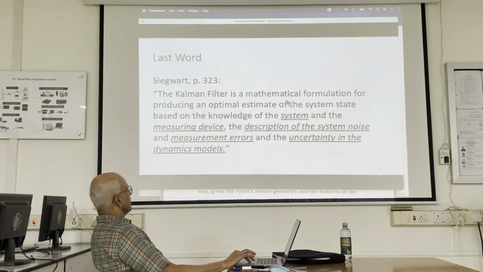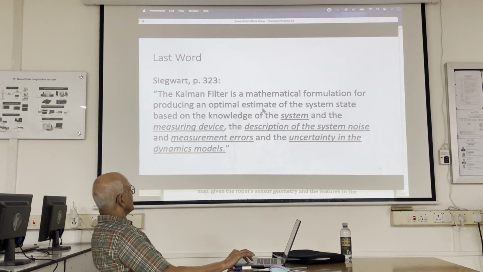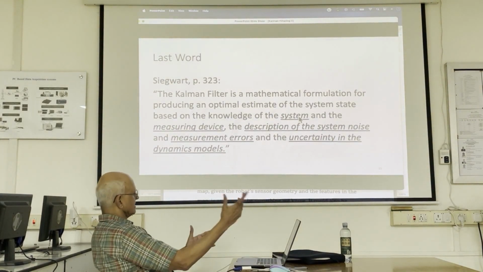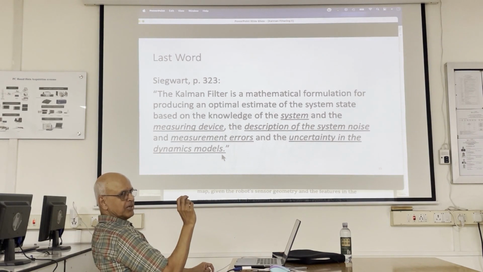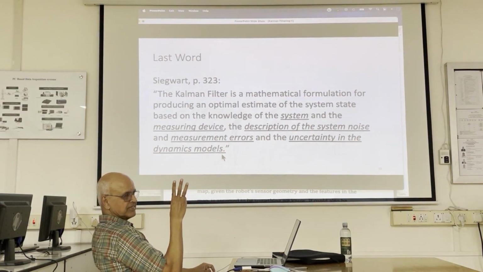So the Kalman filter is a mathematical formulation for producing an optimal estimate of the system state based on the knowledge of the system and its uncertainty, and the measuring device, a description of the system noise, that's what it is, uncertainty of the system. The measurement errors, uncertainty of the measuring device. And the uncertainty in the dynamics, that was the W. So 3 Gaussians, right?